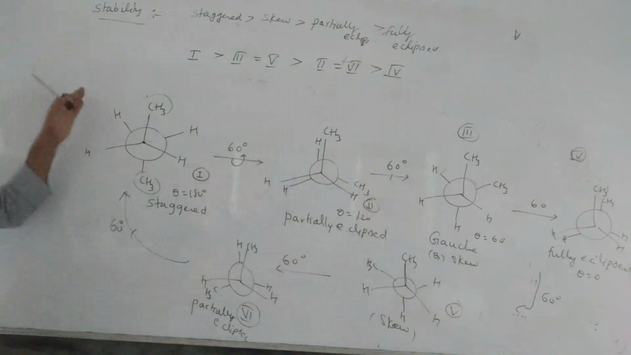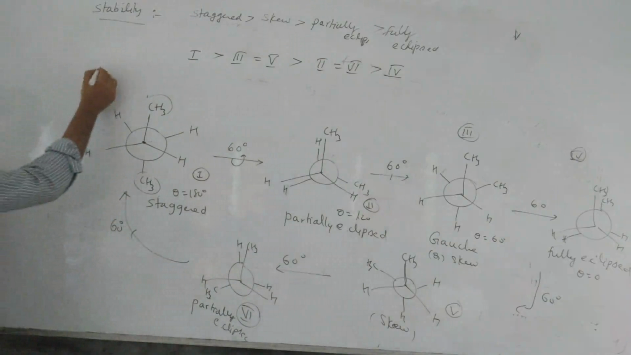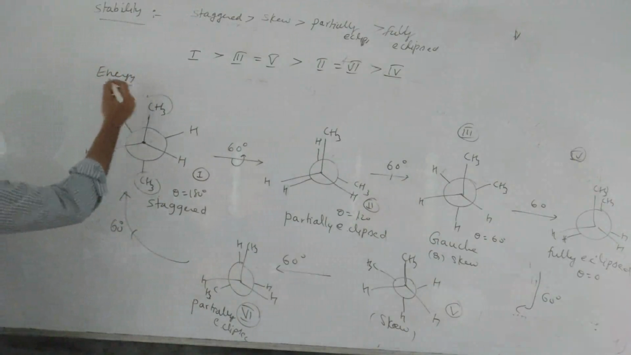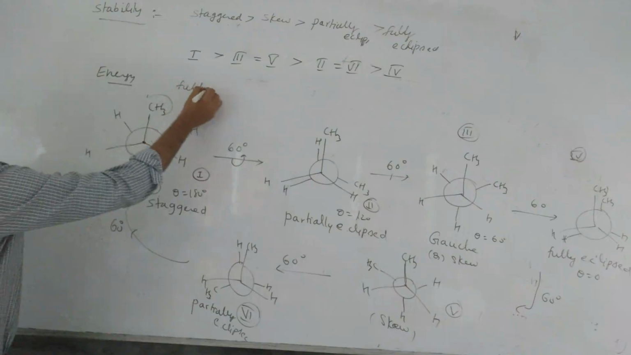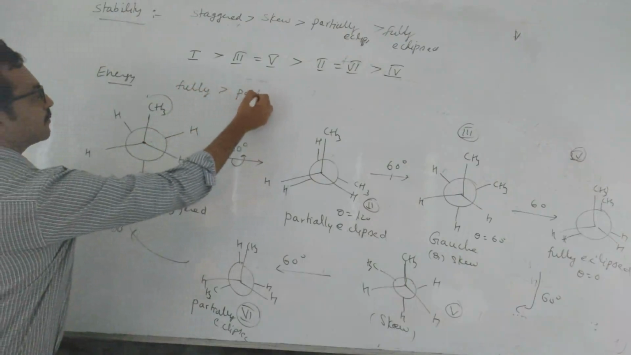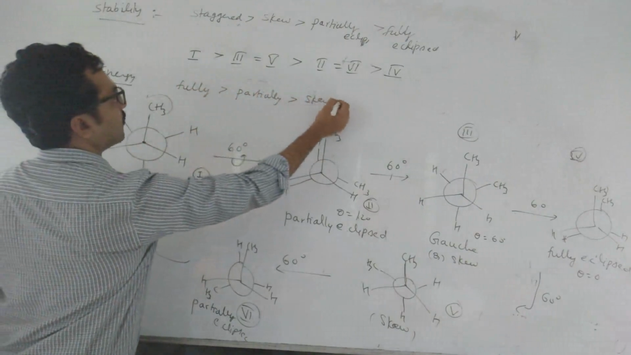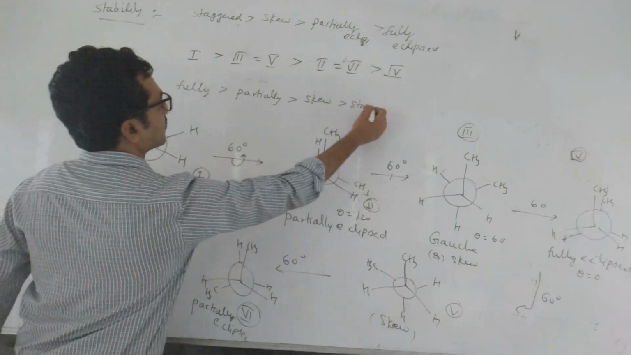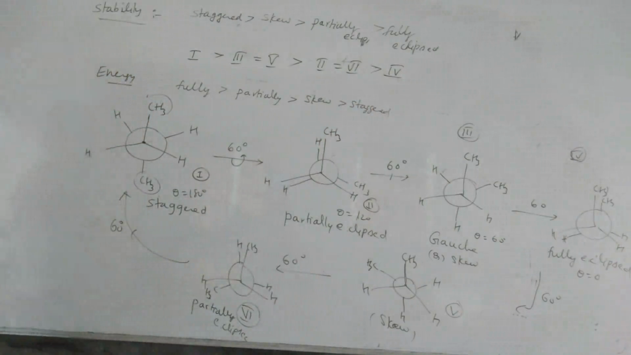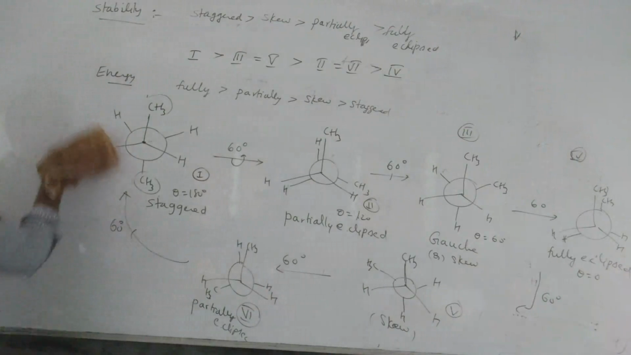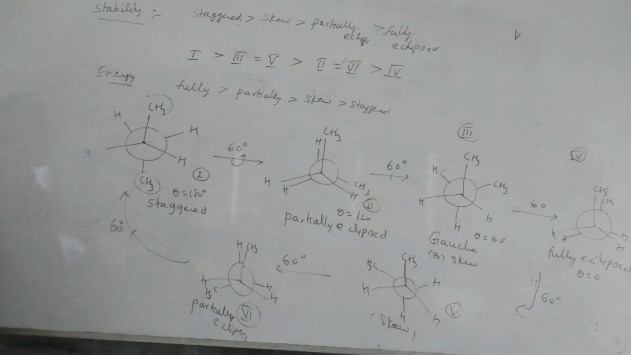Energy order will be opposite. So what is the energy order, children? Just I will write normally. Energy order will be fully eclipsed, greater than, partially eclipsed, greater than, skew or gauche form, next anti-staggered form. This is the energy. But for everything it is not same. For every molecule it is not the case. Right? If you take 1,2 diols or like that, then the structure will be. Shall I erase?